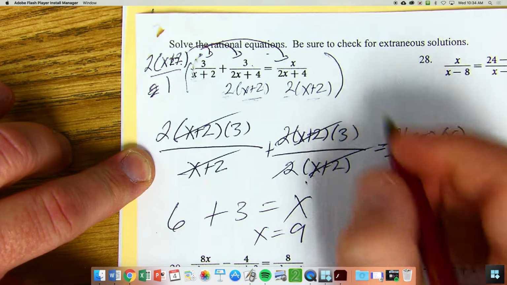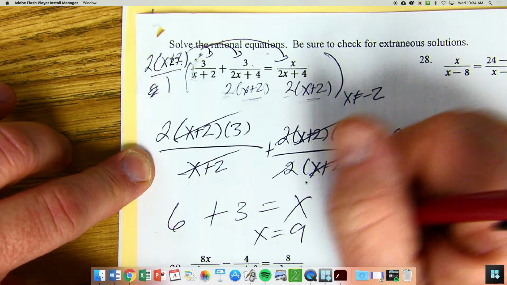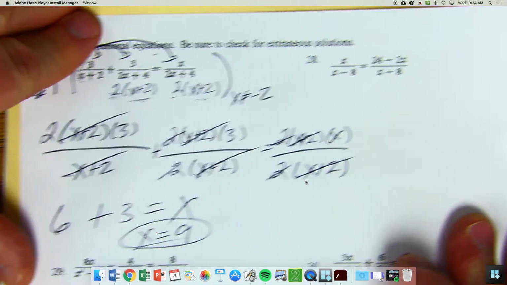Make sure you check your excluded values. x cannot be negative 2. All right, 9 works. You're good. Okay, look at number 28.